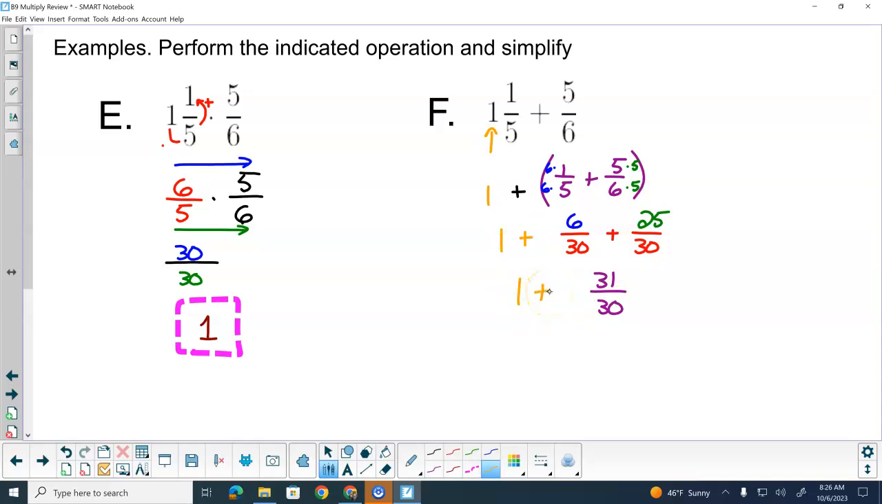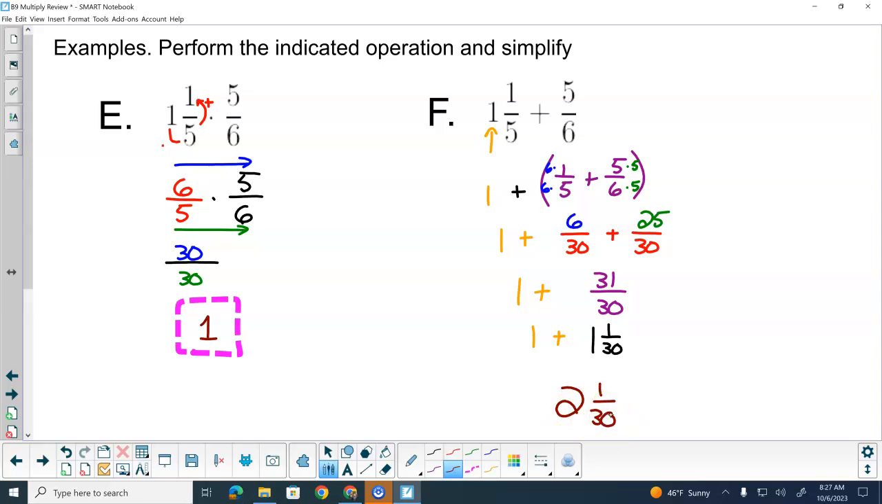And this 1 is still coming along for the ride, like the pilot fish that swims along with the shark. Do I like 1 and 31/30ths? No. So I've got two options here. Option number 1 is I could change this to 1 and 1/30th, and then I add 1 to it, which would give me a final answer of 2 and 1/30th.